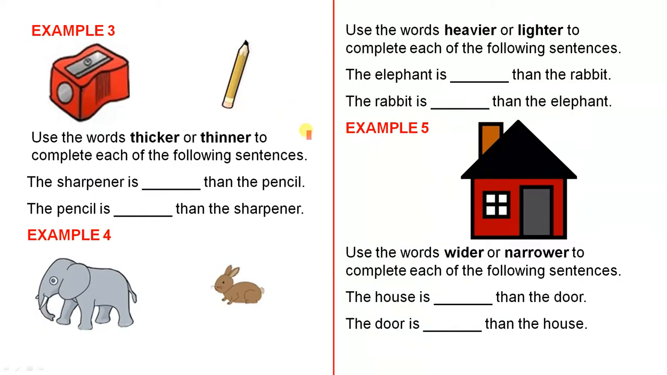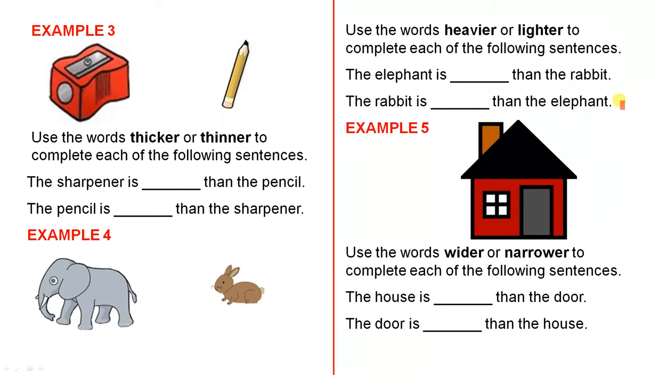Example 3. Use the words thicker or thinner to complete each of the following sentences. There and there. Example 4. Use the words heavier or lighter to complete each of the following sentences.